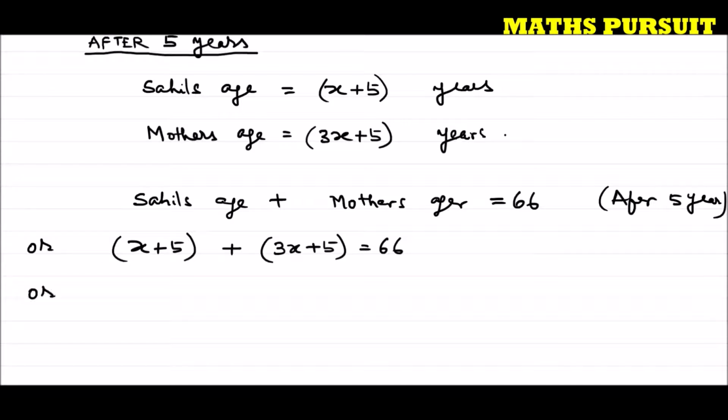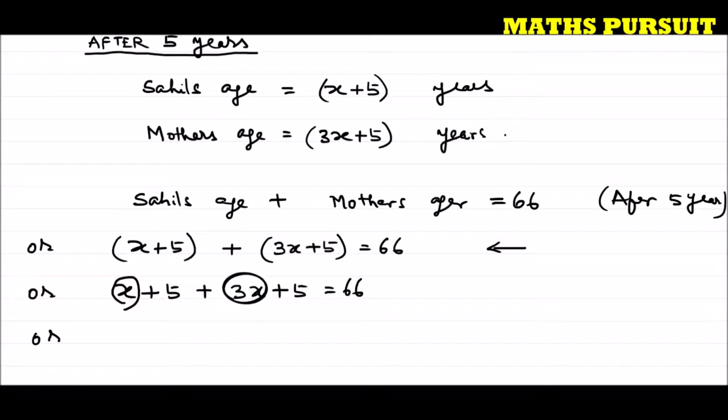Or I can write, we just need to solve this equation. The equation that we got now, we can solve this one. Let us open the brackets: x plus 5 plus 3x plus 5 is equal to 66. Let us get this x and this x together, so let us move these x together towards each other: x plus 3x plus 5 is equal to 66.